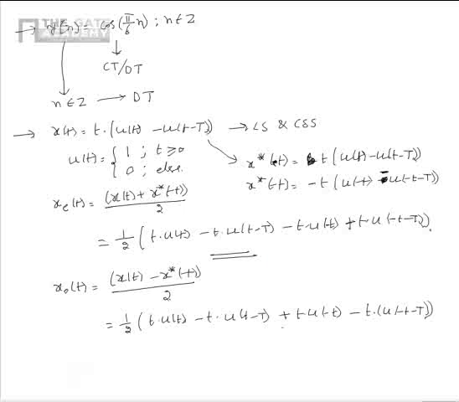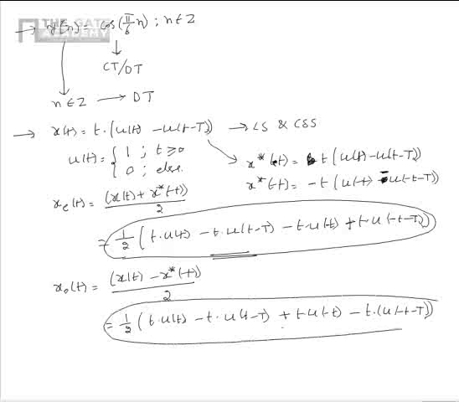So we see that the conjugate symmetric part of the signal is this, and the conjugate skew symmetric part of the signal is this. So given any signal x of t, the conjugate symmetric and conjugate skew symmetric parts of the signal can be obtained as above.